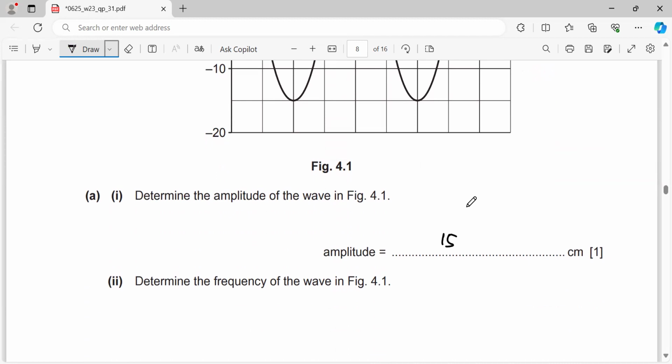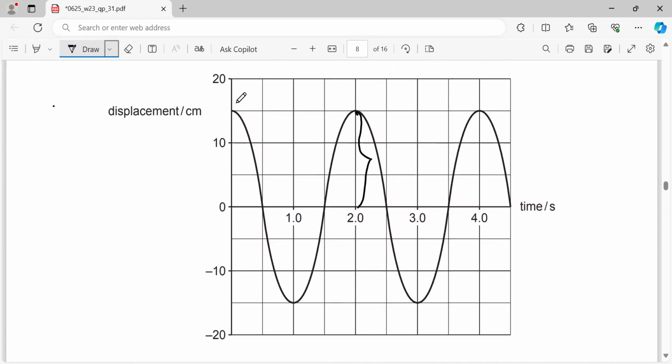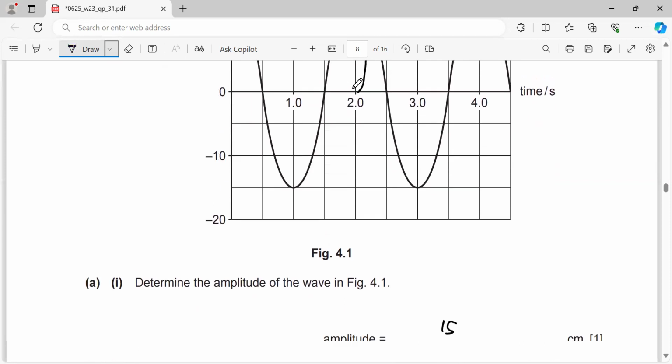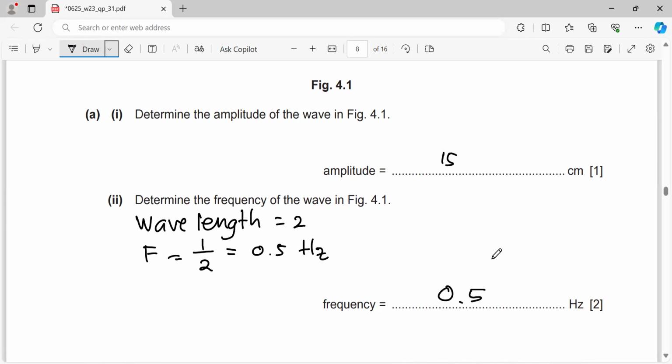Determine the frequency of the wave. Wavelength first. The wavelength from this point to this point is 2. And then frequency equals 1 over wavelength, which equals 0.5 hertz.